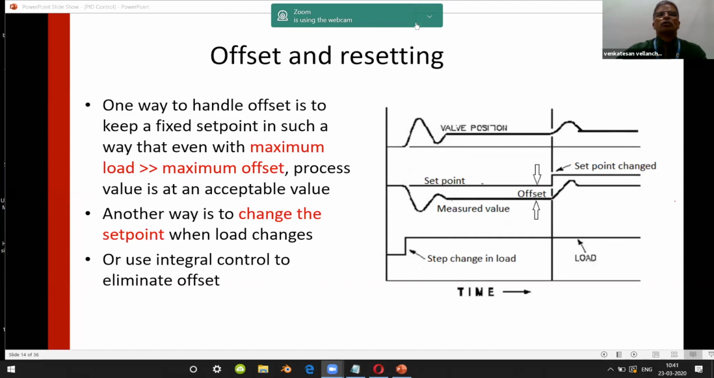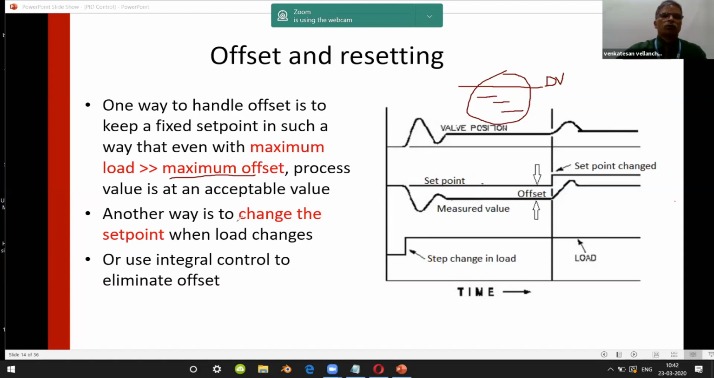So you take an example of water level control again. This is a boiler drum. Then I keep a water level set point here. This will be the desired value. I want the water level here. Then as the load increases on the boiler, with, let us say, 20% load, it will be maintaining here. With 50% load maybe here, then even with 100% load, it can at the most go down to this level. So this means even with maximum load and maximum offset, the process value, in this case the water level, I'm keeping at an acceptable value. So this is one way of handling.